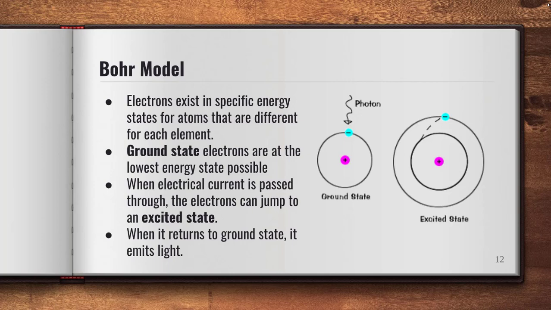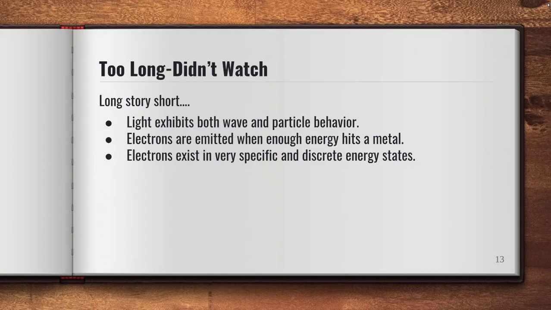You may actually be very familiar with this concept, as it is how neon lights work. Electric current is passed through, which excites the electrons in the neon gas. When those electrons go back to ground state, they release some light, which is what you see in a neon light. So just keep in mind that there are ground state electrons. When you add energy, they jump up to the excited state. And when they release that energy, those electrons go back to the ground state, but a little bit of light is produced.